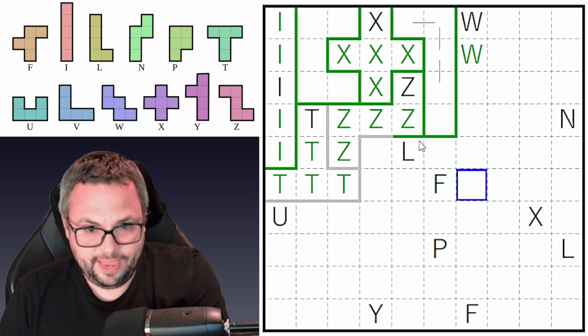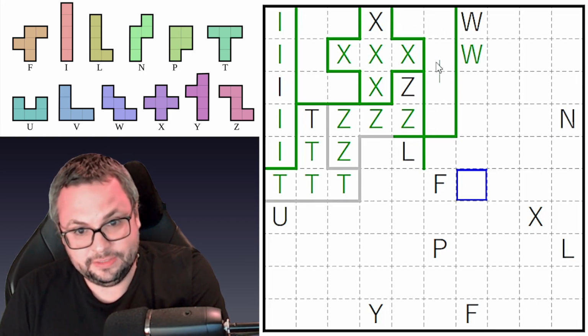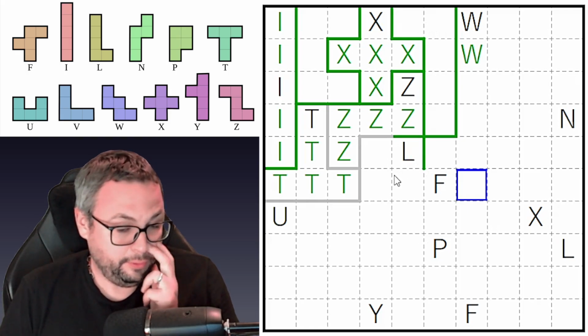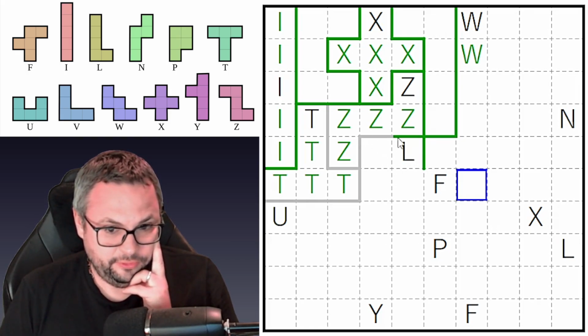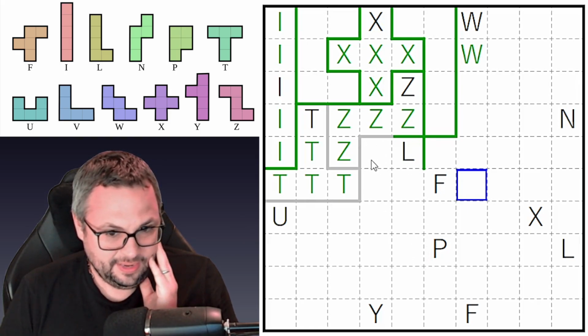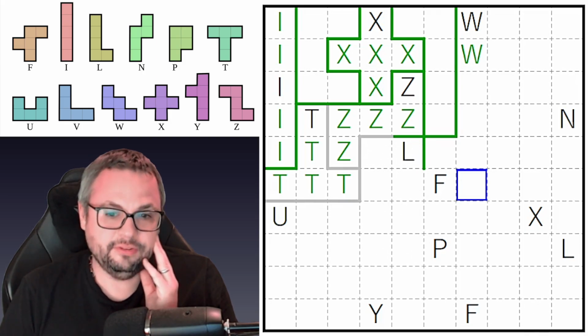Now, this L can never take that cell because that cell touches another L. And so this L has to do L things. Either L things basically this way or that way. I guess there's a bunch of options.